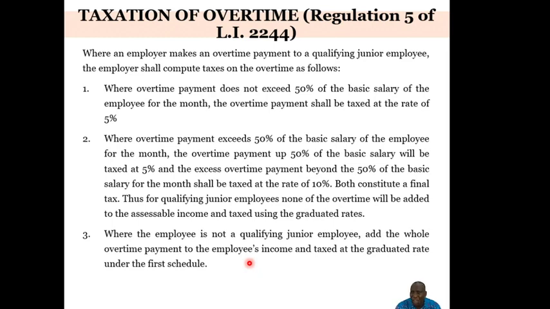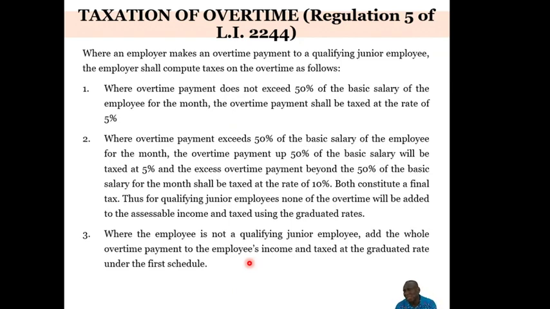Thus, for qualifying junior employees, none of the overtime will be added to the assessable income and taxed using the graduated rate. All of the overtime will be taxed separately. So for qualifying junior employees, when it comes to taxation of overtime, please never add the overtime to the person's income and tax. Tax it separately. How do you tax it separately?